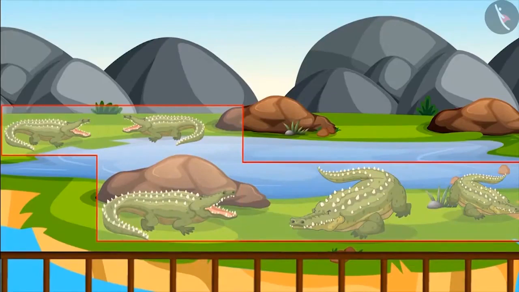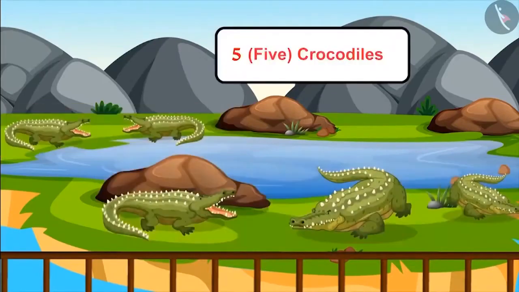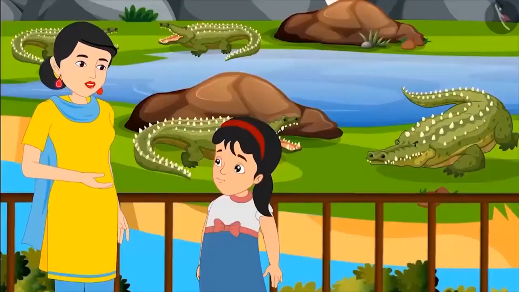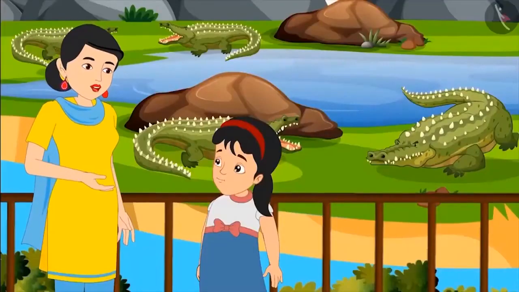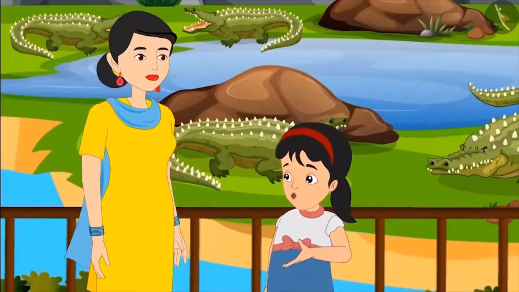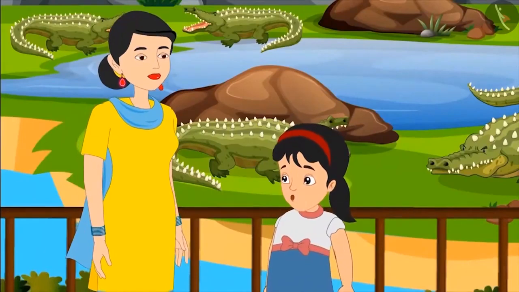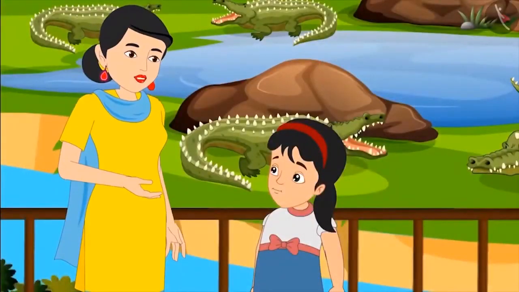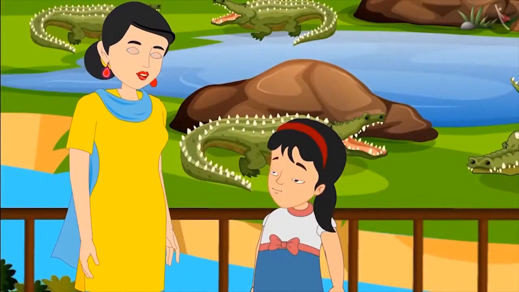1, 2, 3, 4, and 5. That means that paddock has 5 crocodiles. Absolutely correct. Very nice, Pinky. How different and colorful all these animals are. After going home, I will draw a picture of them. Okay, my dear. Let's go home then.